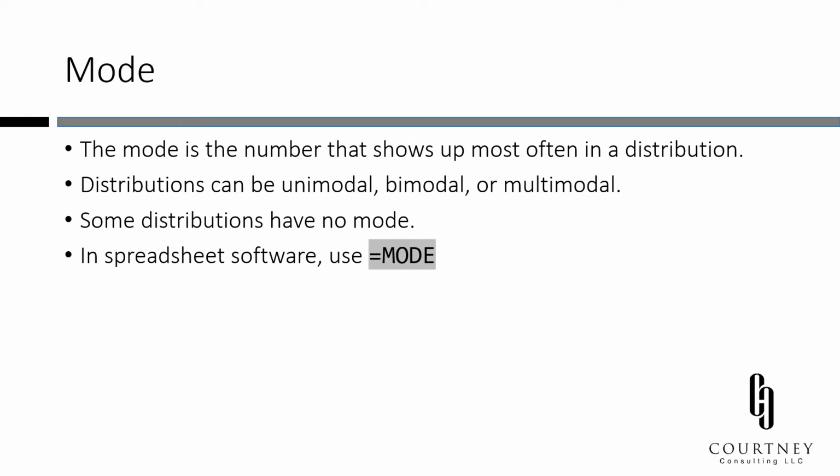The mode is the score or scores that shows up most often in a distribution. Distributions can be unimodal, meaning they have one mode, bimodal, meaning they have two modes, or multimodal, meaning that they have more than two modes. Some distributions will not have any mode at all, and that's okay. This is more common in small distributions with a wide score range, such as scores earned on a 100-point test by only 5 students. In spreadsheet software, you can find the mode using the formula =mode.